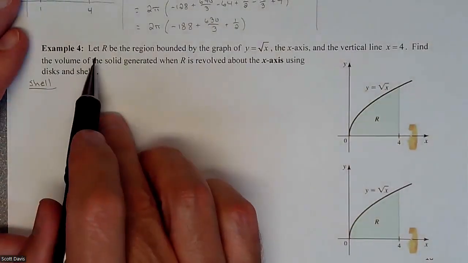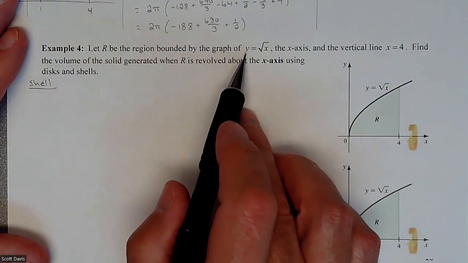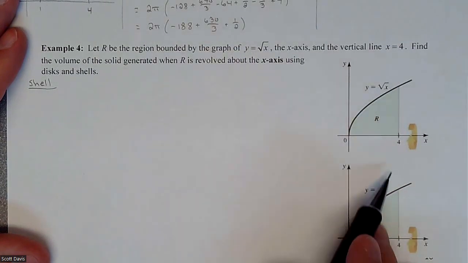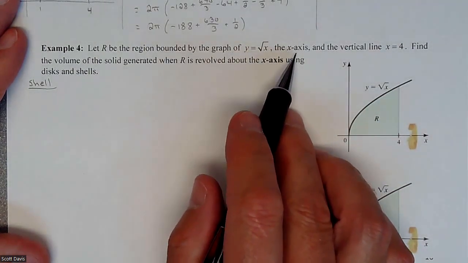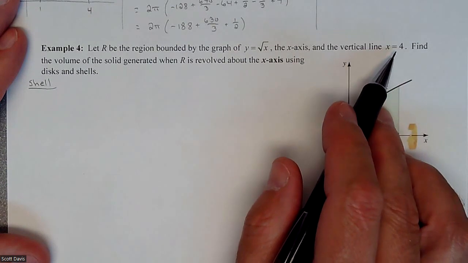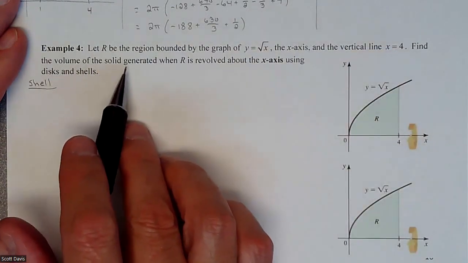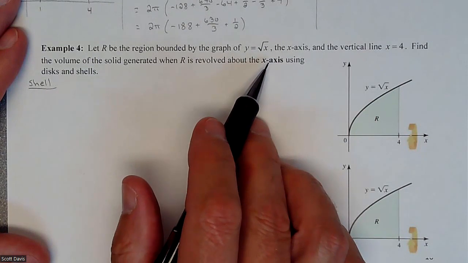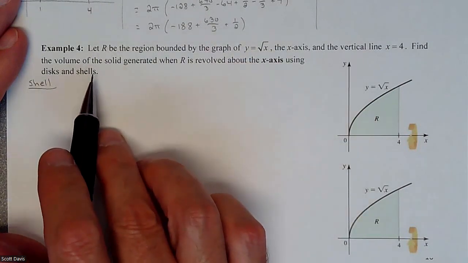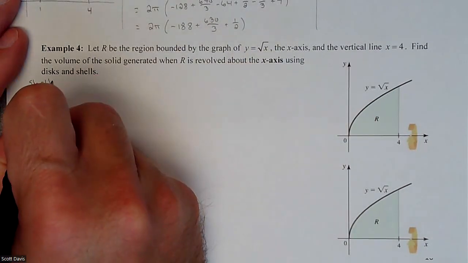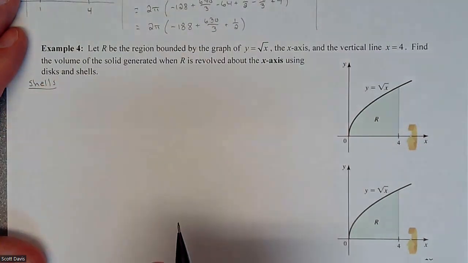In this example, we are going to let R be the region bounded by the graph of y equals the square root of x, the x-axis, and the vertical line y equals 4. Find the volume of the solid generated when R is revolved around the x-axis using disks and shells. So we're going to show both methods and compare the two.